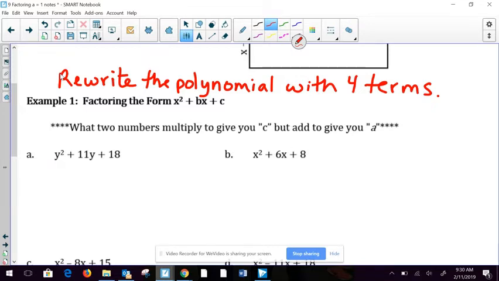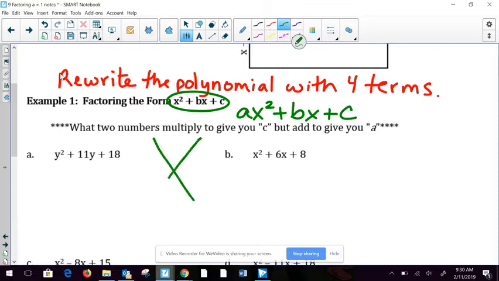So the key here is you're asking yourself what two numbers multiply to give you C but add up to give you B. Well, it's great that I'm saying these letters, but what the heck is that? So we have this form right here. The way we look at it is AX squared plus BX plus C. And we like to think of it as an X. So I'm going to go ahead and draw an X out for a second.